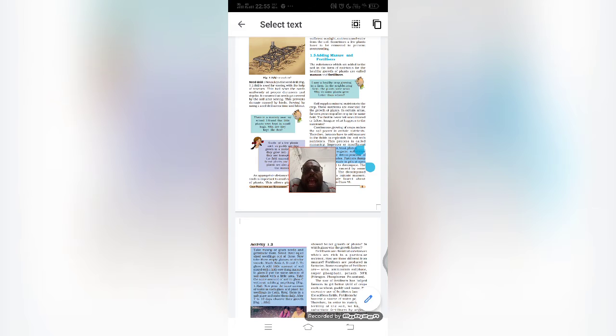For example, ash. You know that whenever a plant falls down to the soil, this plant will undergo decomposition. When they decompose, from that also we will get these nutrients.